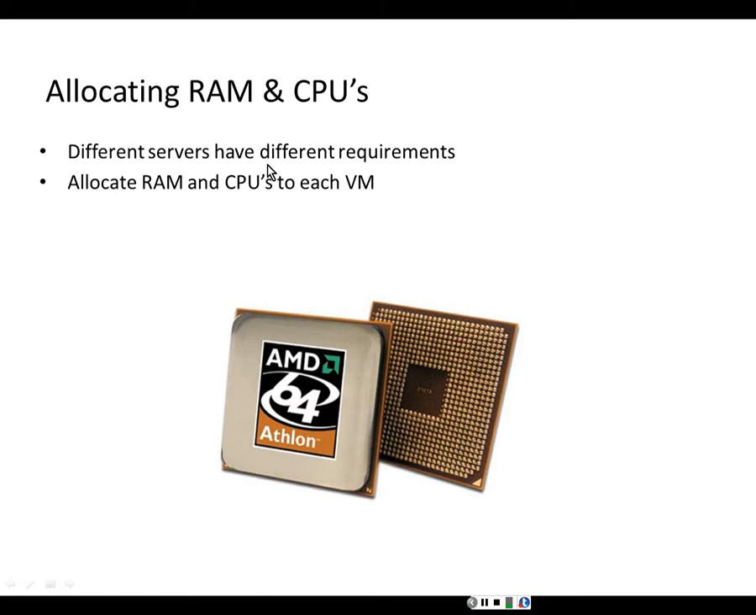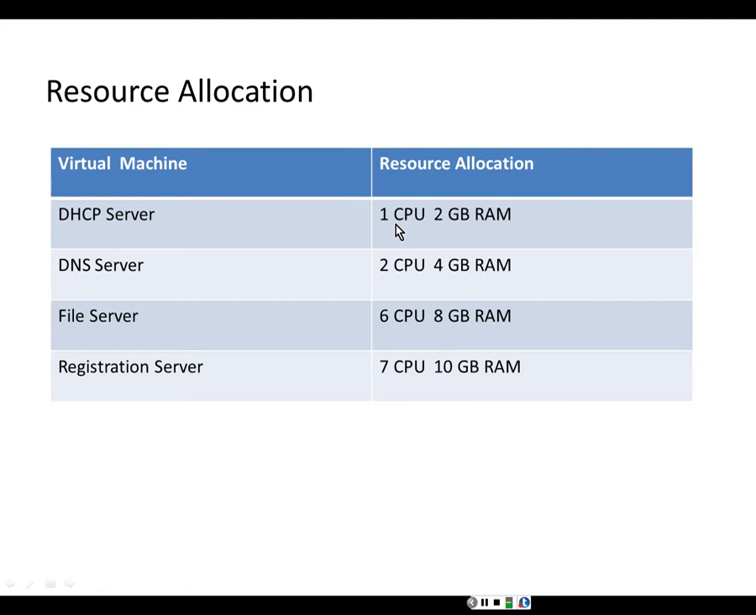Since different servers have different requirements, we allocate different amounts of RAM and a different number of CPUs to each virtual machine. For example, we allocate 1 CPU and 2 gig of RAM to the DNS server, or 2 CPUs and 4 gig of RAM to the DNS server, or 6 CPUs to the file server, or 7 CPUs and 10 gig of RAM to the registration server. Can you do that? Absolutely. That's one of the big advantages of virtualization.